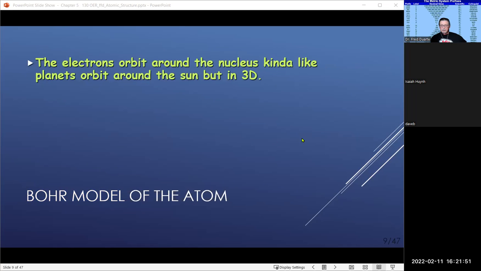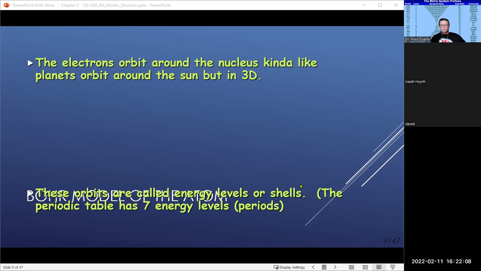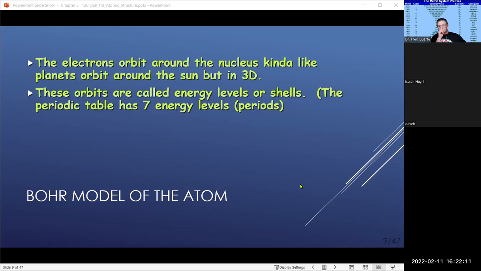Okay? The electrons orbit the nucleus, kind of like the planets orbiting the sun, but not in two dimensions, because we're operating in three dimensions. So these electrons are in three-dimensional mode, not like our solar system, where it's really just two-dimensional. These orbits, which we call energy levels or shells, you may see the term shells. The periodic table shows them.